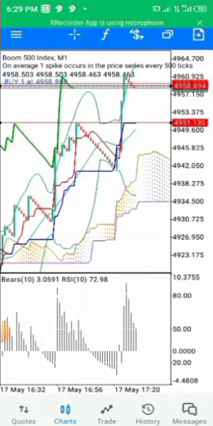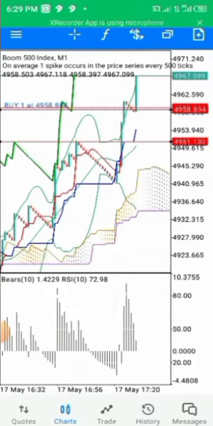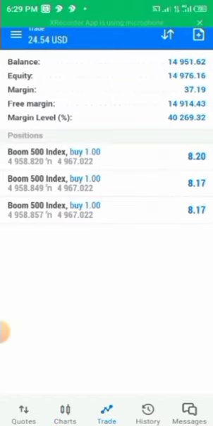They don't call me the king of spike for nothing. I analyze things and it always comes at 90% sure. Okay guys, you see we just got our first spike, and let's check, we are on profit now guys. We are on profit.